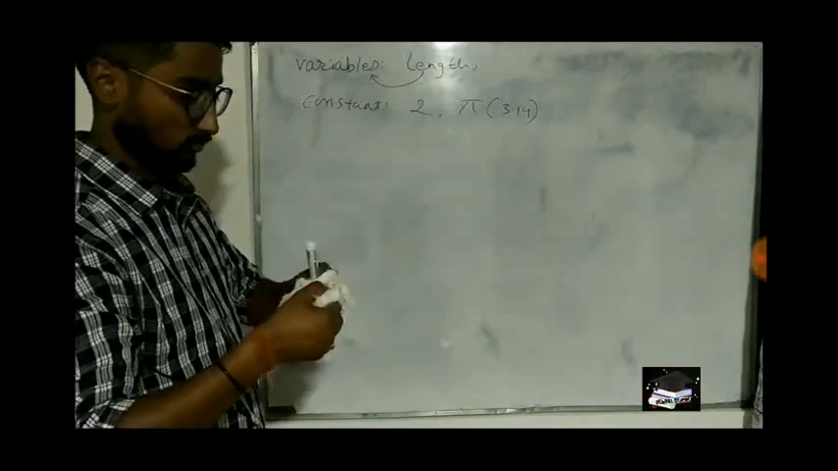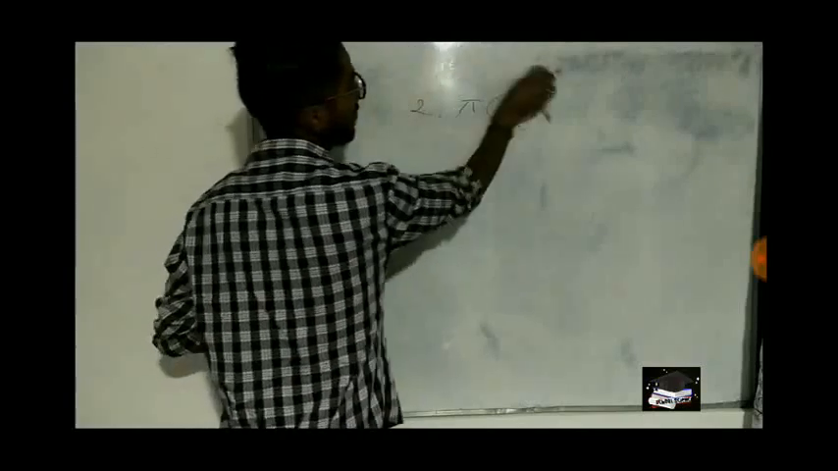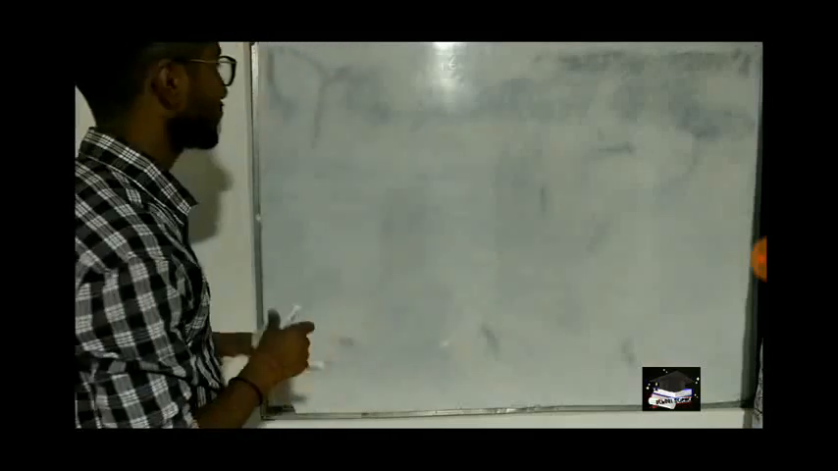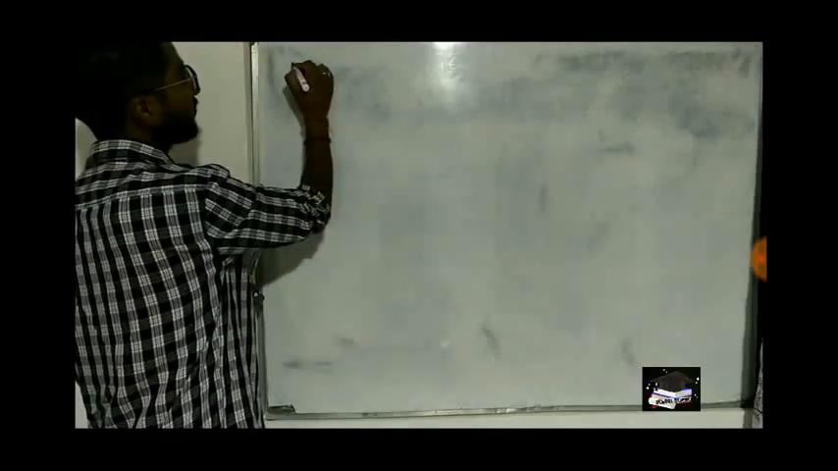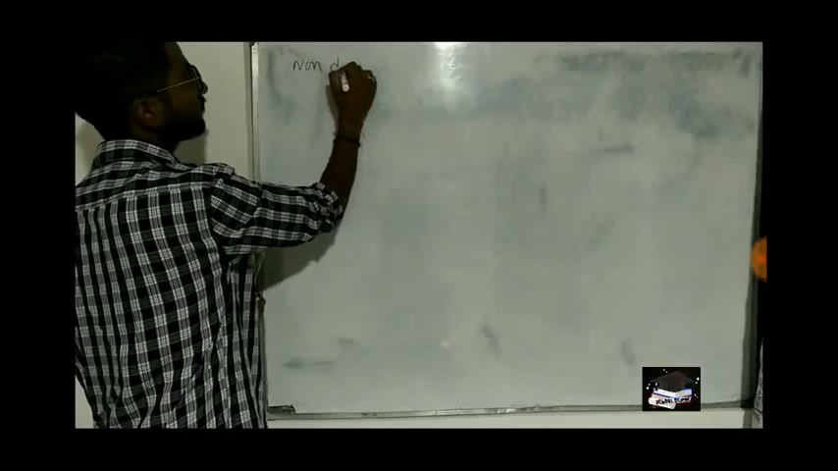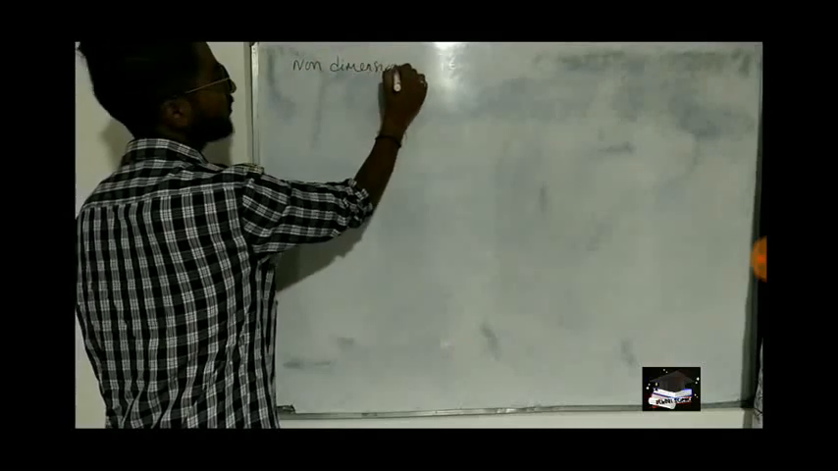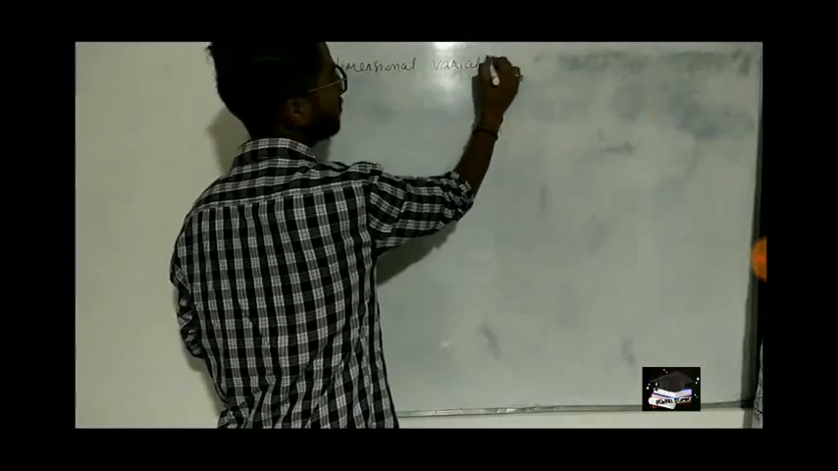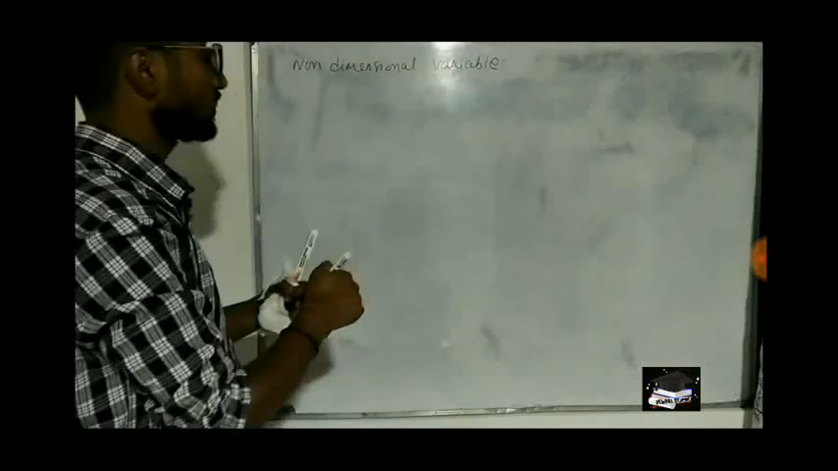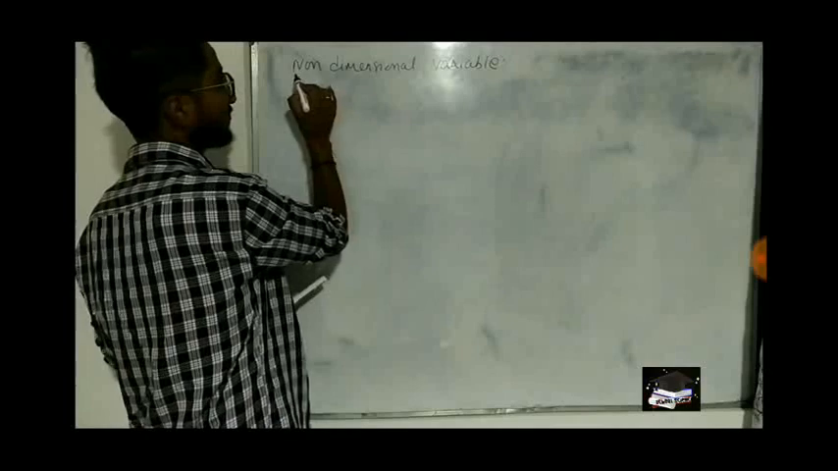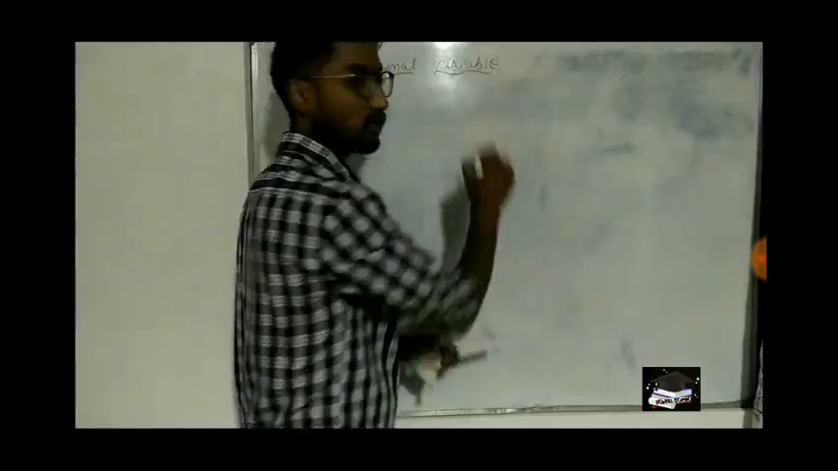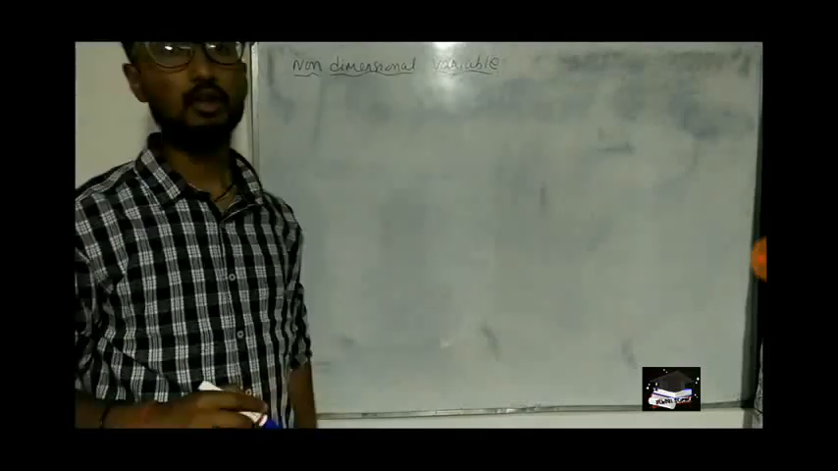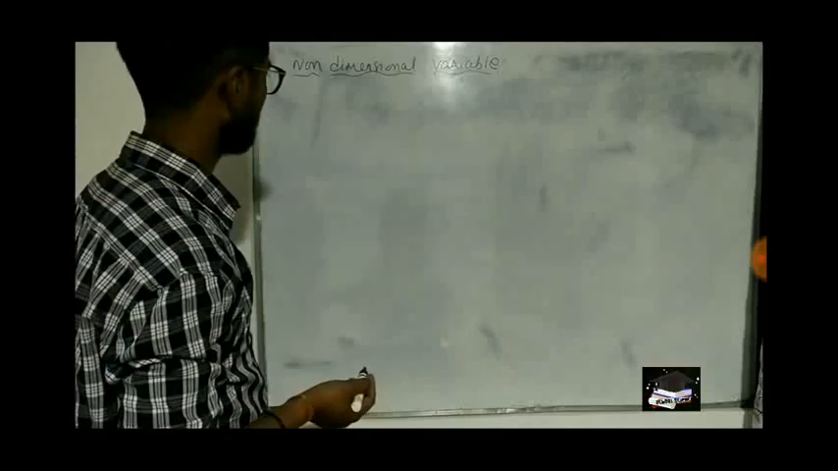Now let us go to the main topic. Our main topic right now is to classify different physical quantities on the basis of dimension. Our first one is non-dimensional variable. First of all, variable means which keeps changing. Non-dimensional means which does not have dimension.